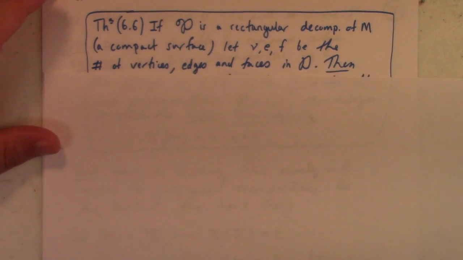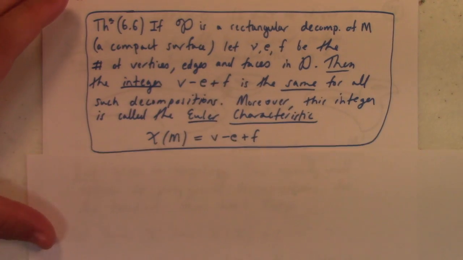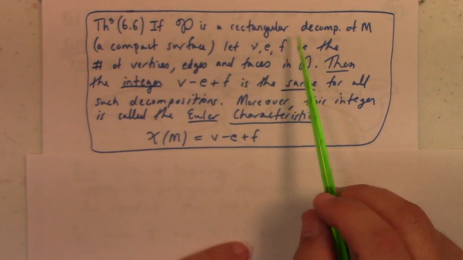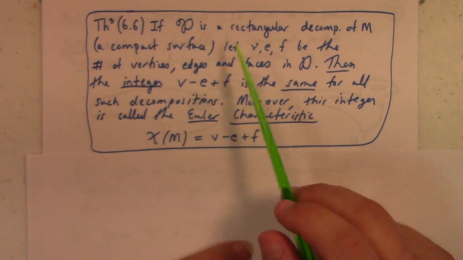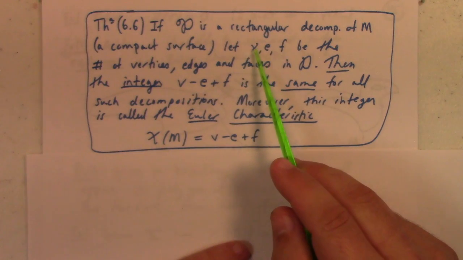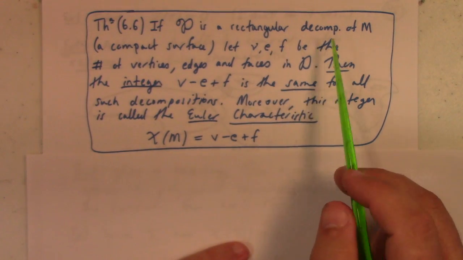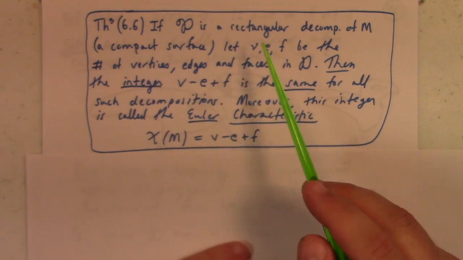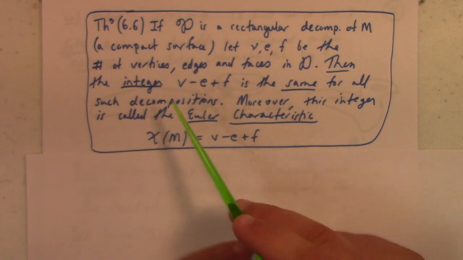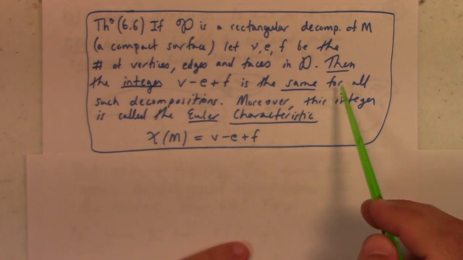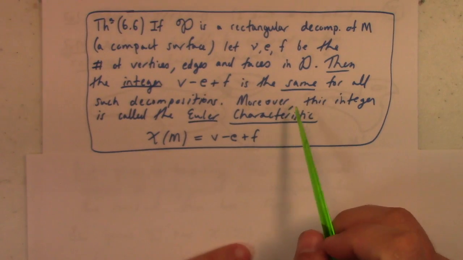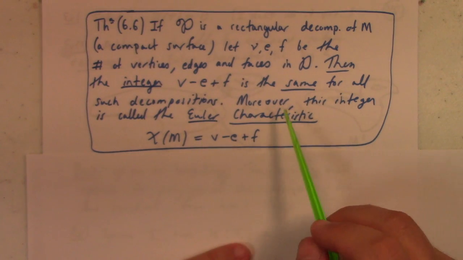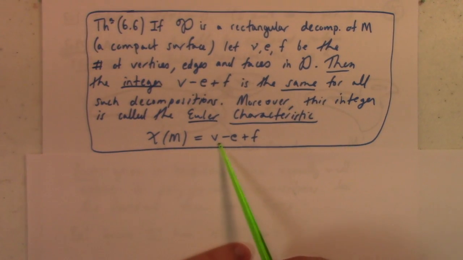So Theorem 6.6. Now this is a theorem we're borrowing from topology. If D is a rectangular decomposition of M, a compact surface, let V, E, and F be the number of vertices, edges, and faces in D. The integer V minus E plus F is the same for all such decompositions. Moreover, this integer is called the Euler characteristic. So the Euler characteristic of M is V minus E plus F.